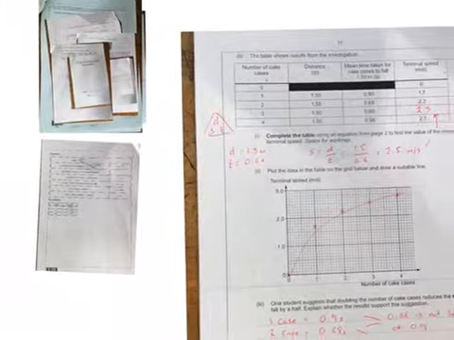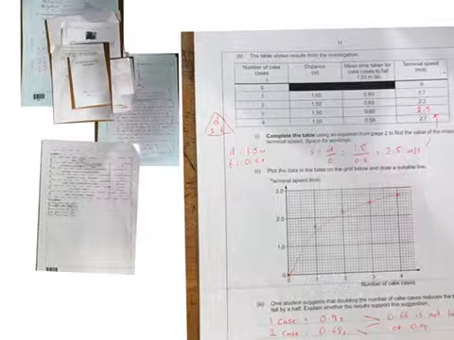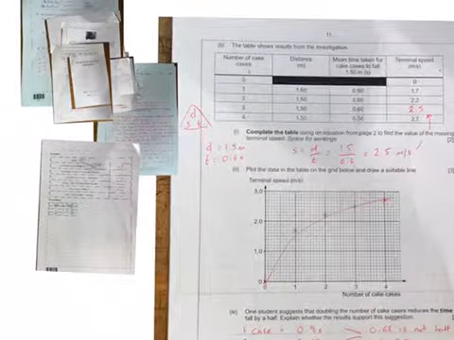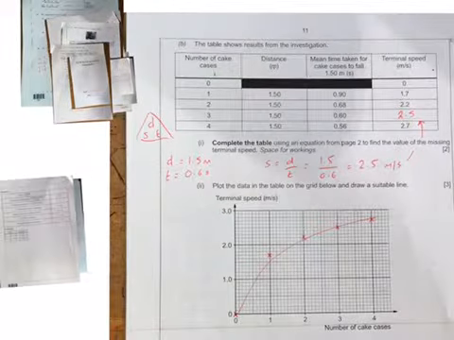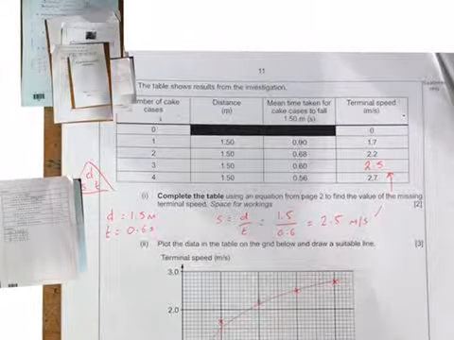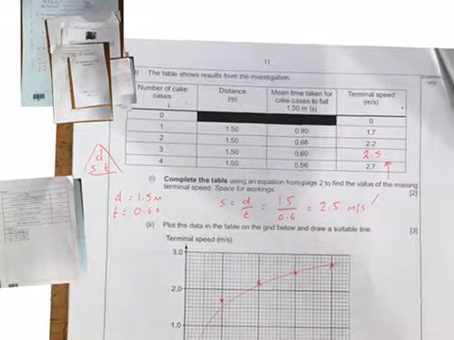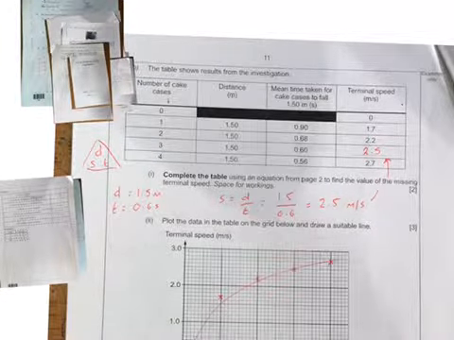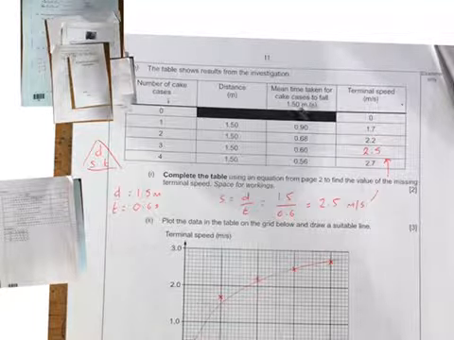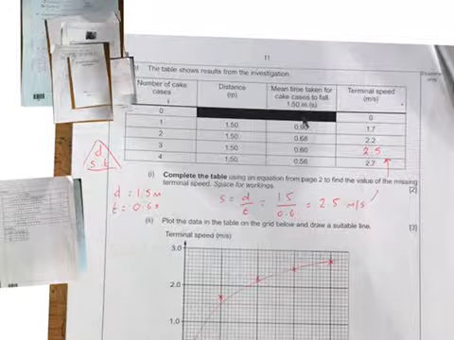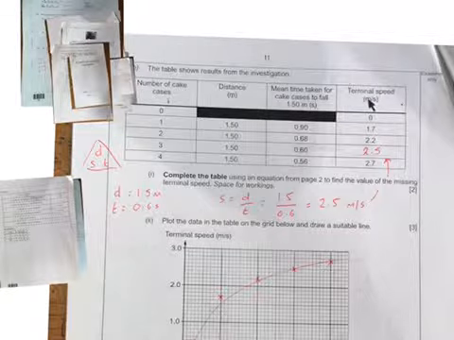Oh, I might need to keep that out. So where is that? The table shows the results from the investigation. So let me just pop this down by here. Complete the table using an equation on page 2 to find the missing values. So what do we know? We know the distance. There's the distance. And we also need the time. Mean time, sorry. This is the time, this is the distance.